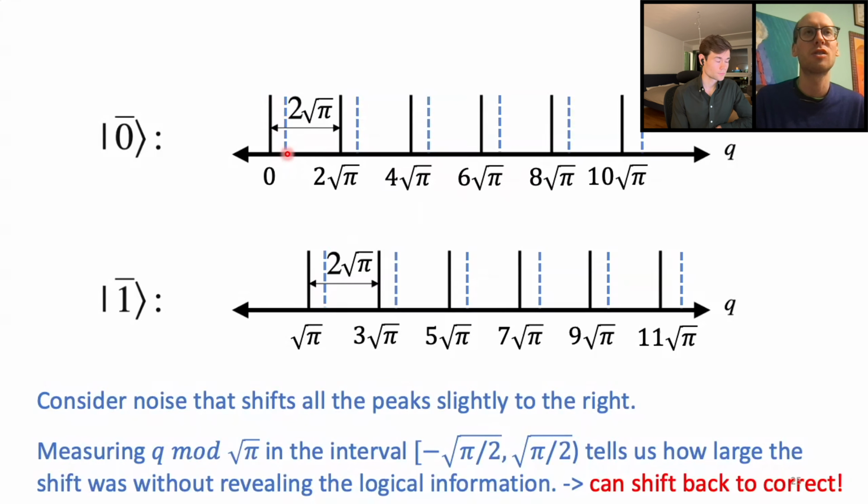So now we have a superposition of peaks at epsilon, like for the logical 0, it would be at epsilon, 2 square root of pi plus epsilon, 4 square root of pi plus epsilon, and so on. Then if you perform this measurement of this SQ operator, you will get epsilon. Is that clear? Right, okay. And then you would get that epsilon independently of whether the state was 0 or 1.